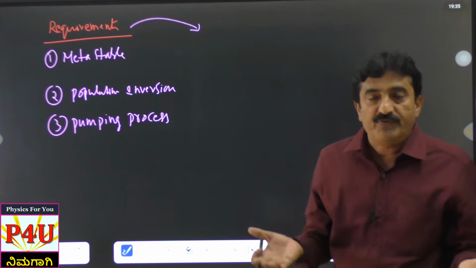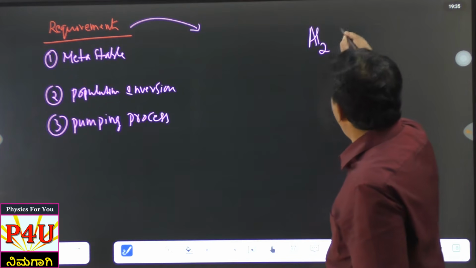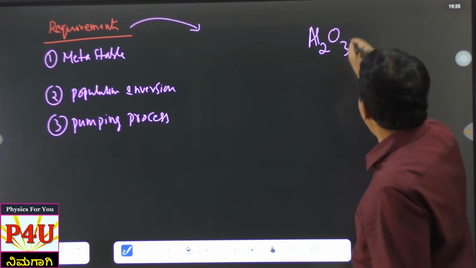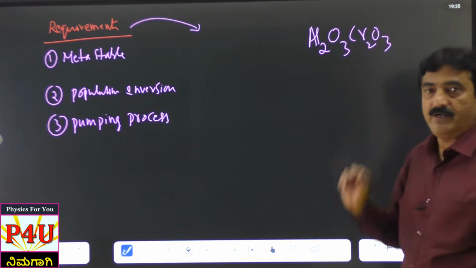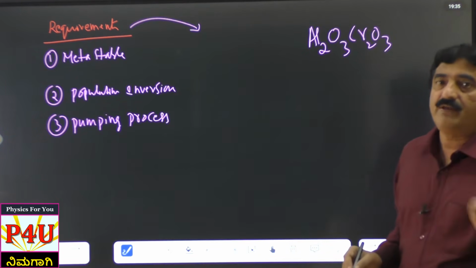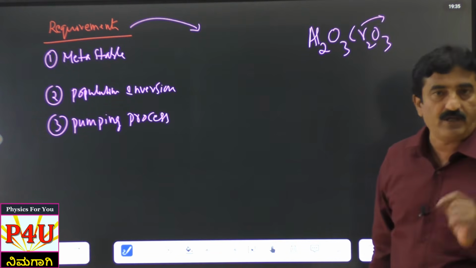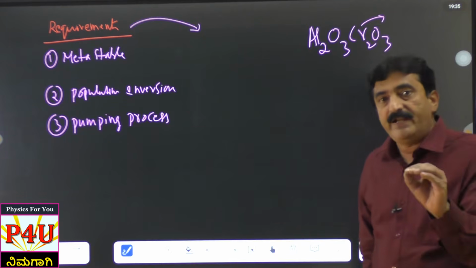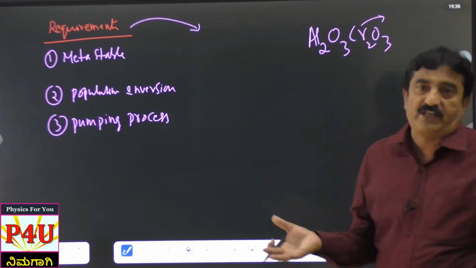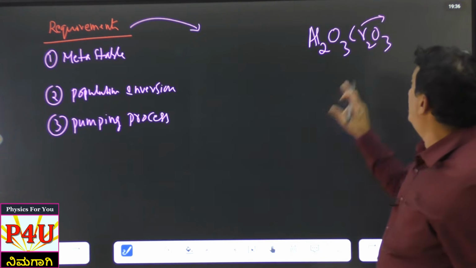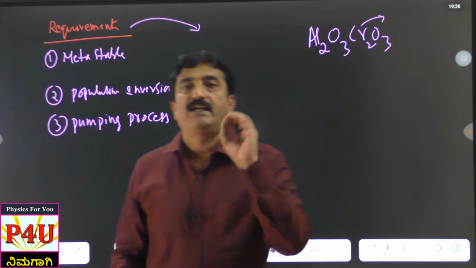For example, if you take the ruby laser, the chemical formula of ruby is Al2O3 with Cr2O3. Even though there is aluminum, oxygen, chromium and oxygen, not all of them have the metastable state configuration. It is only chromium which has the metastable state configuration. So the element or the medium or the substance where you have this metastable state configuration is known as the active medium.